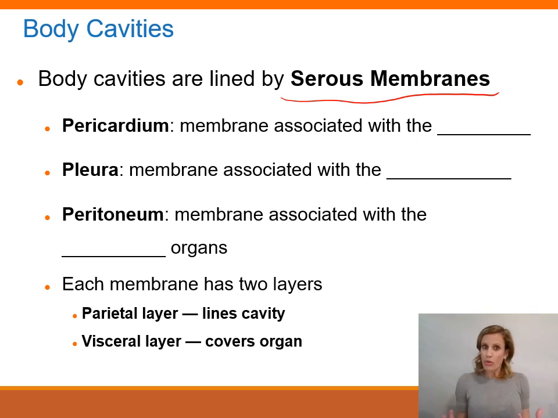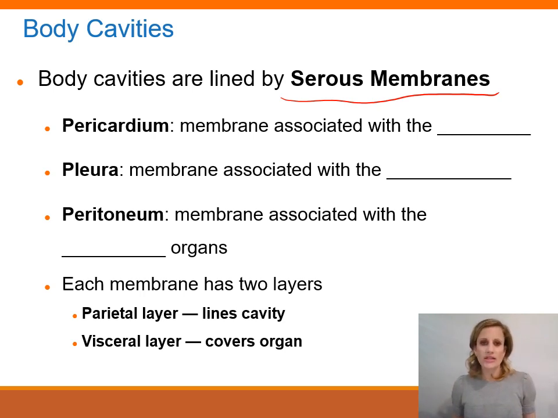Now this fluid is important because it provides lubrication. As the organs move, we don't want them to be rubbing up against the body wall or the cavity wall and generating friction. If you rub your hands together really fast, or rub against your arm really, really fast, it gets hot very quickly and it starts to hurt.